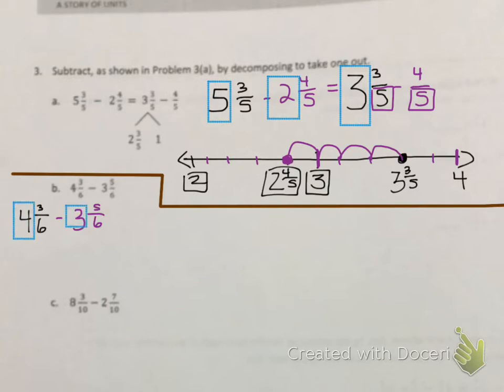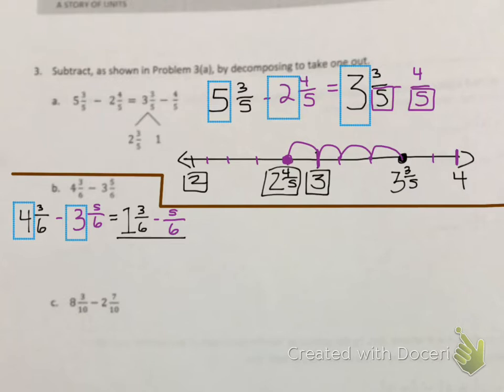So 4 and 3 whole. That is 1 whole, okay, and 3/6. And we're still subtracting 5/6 from that. Now that we have our problem here, 1 3/6 subtracting 5/6, we have to find the difference now.